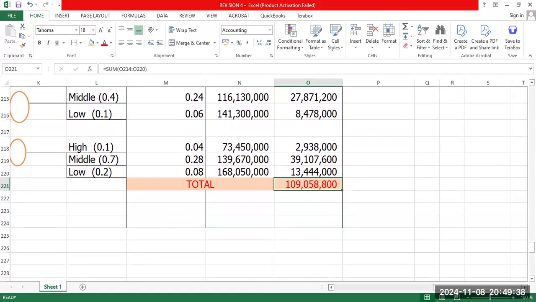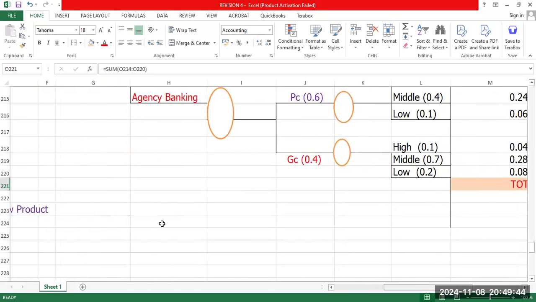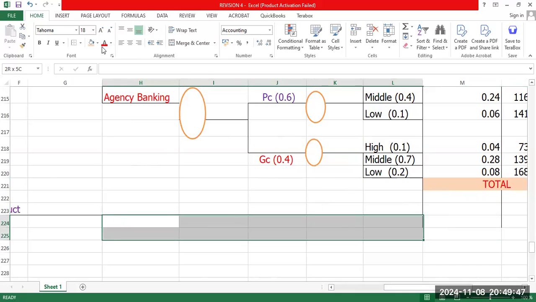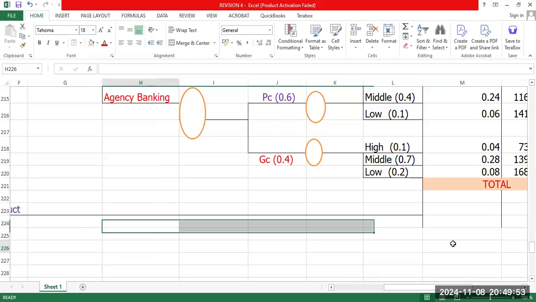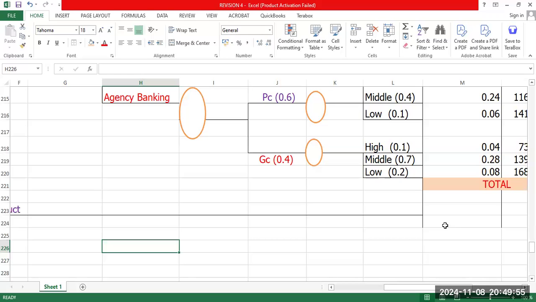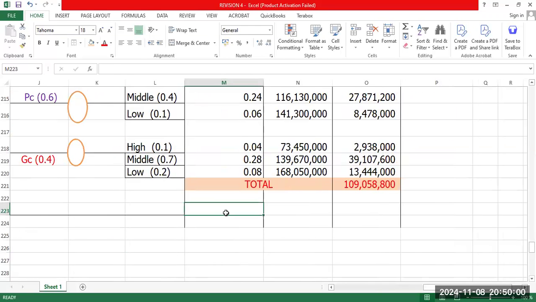Now, if you don't, but remember your decision tree, this one, maybe you need to draw, extend this color in for not introducing everything. Also put it this side. Here the probability will be 1.